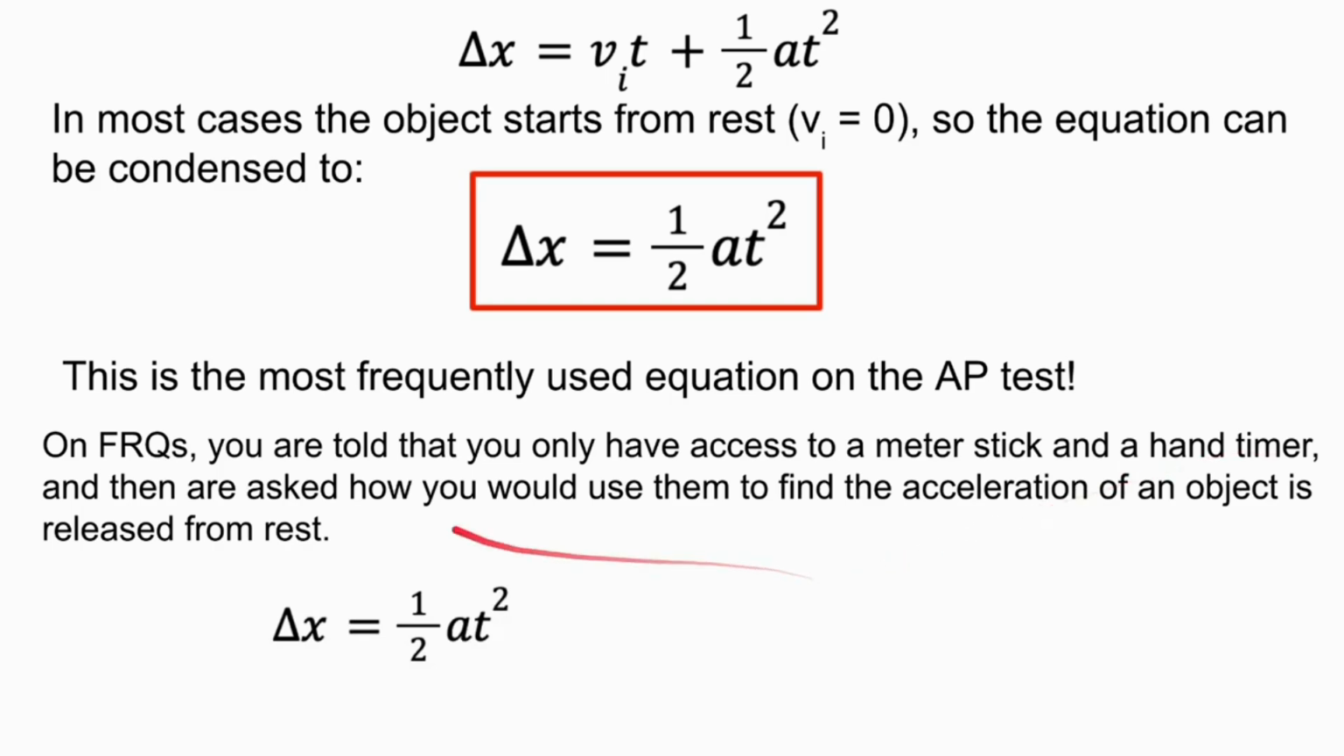So you're just going to start with this equation here. And you say, look, I can use a meter stick to measure the displacement. I can use my hand timer to find the time. And therefore, I can just solve for the acceleration. So you're just going to tell them, I'm going to start with this equation. I'm going to work to isolate the a, so I'm going to multiply both sides by 2 to clear out the 1/2. Then I'm going to divide both sides by t squared, and that's how I'm going to find it.